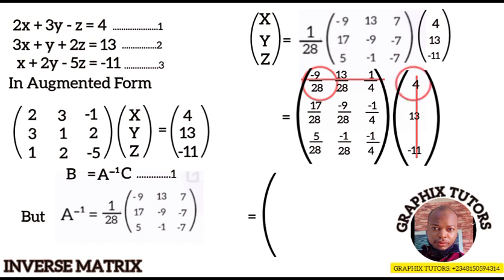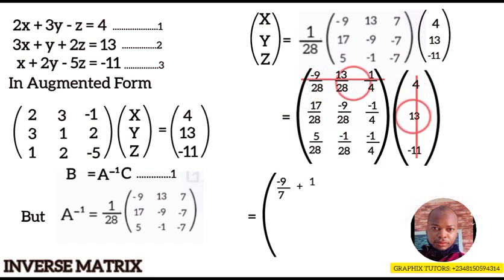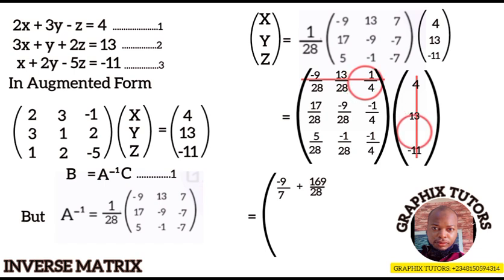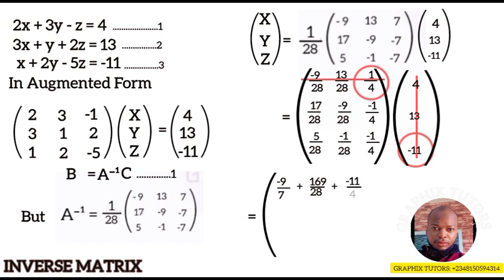When you multiply minus 9 over 28 times 4, the 4 will cancel into the 28, leaving 7. So we'll have minus 9 over 7, plus 13 over 28 times 13, which gives 169 over 28, plus 7 over 28 times minus 11. That is 1 over 4 times minus 11, which gives us what? Minus 11 over 4, right? So that is for the first row.